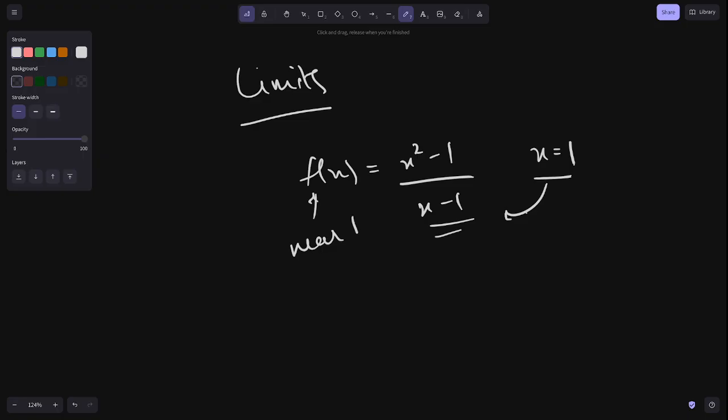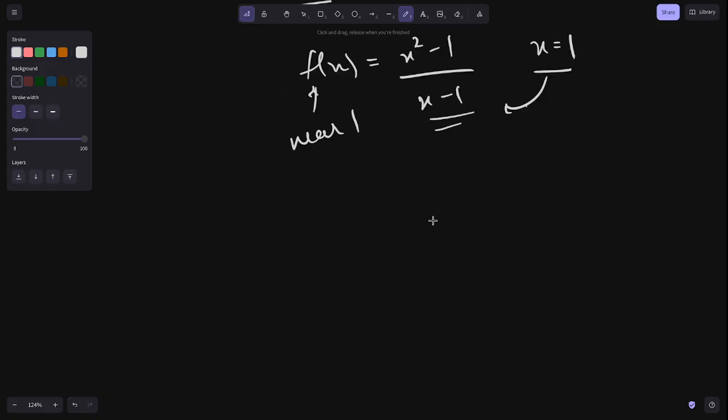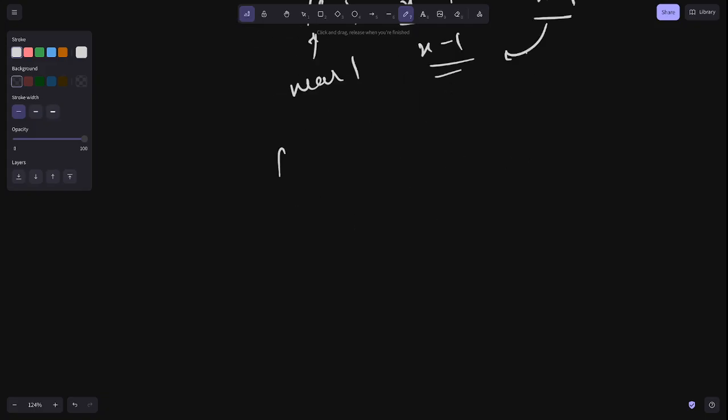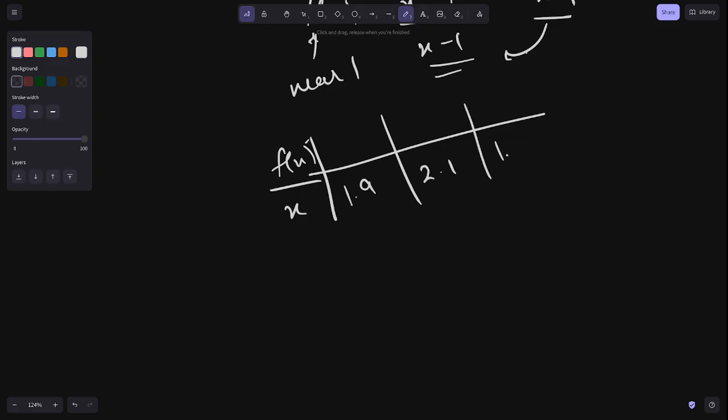So we can approach it. Let's say this is f of x, this is x. Let me make a table. We can take values like 1.9, 2.1, then maybe 1.99, then 2.01, maybe like that. Some values will come, right? And then we try to plot it.